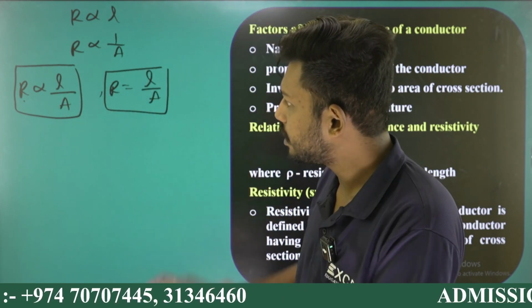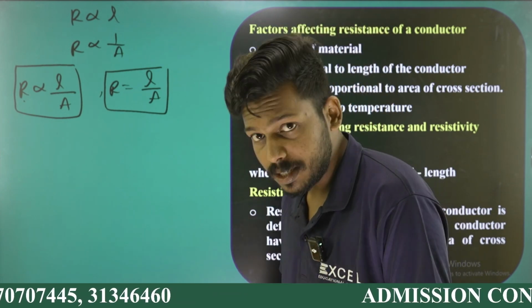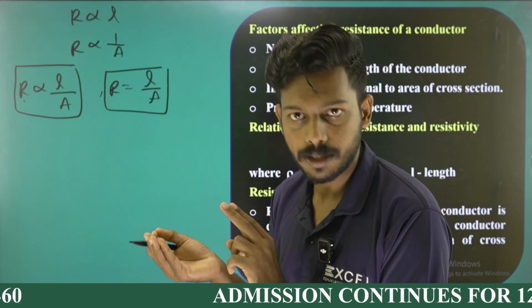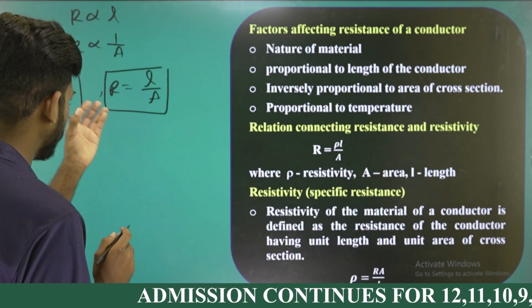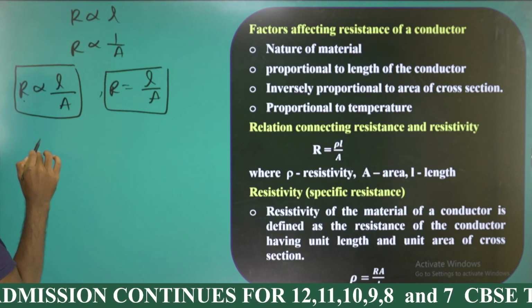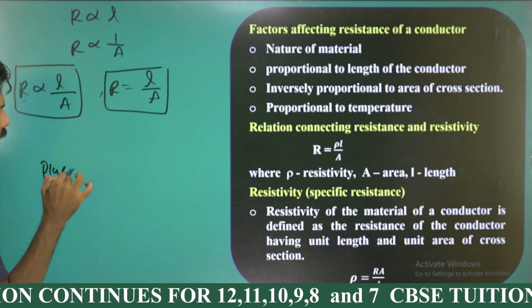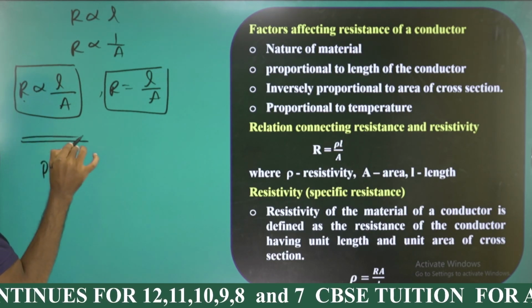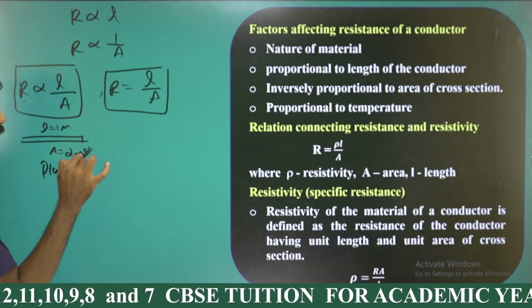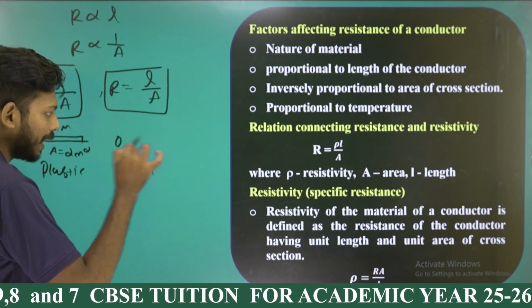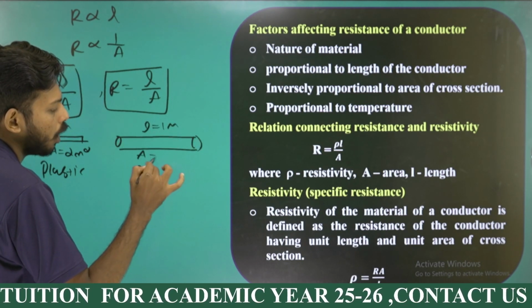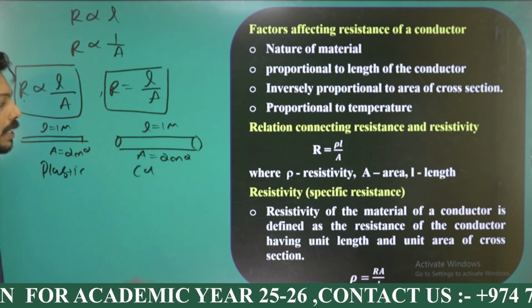What is the second equation suggesting? The resistance is depending only on length and area. There is clearly a difference. What is the impact of this difference? Let me consider a plastic wire with a length of 1 meter and area of 2 meters square, and a copper wire with exactly the same length of 1 meter and area of 2 meters square.